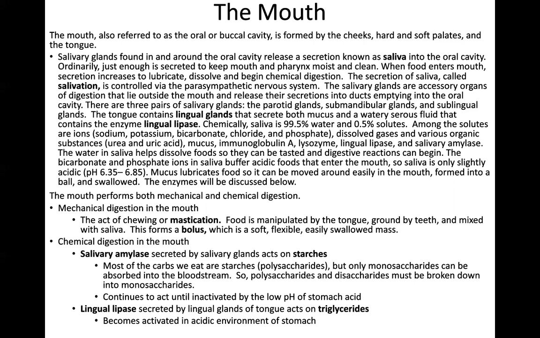The water in our saliva helps dissolve foods so they can be tasted. We talked about that previously. But that water also helps other digestive reactions to begin. Bicarbonate and phosphate ions in our saliva can help buffer against acidic foods that enter our mouth. So saliva is actually only a little bit acidic, 6.35 to 6.85 on the pH scale. The mucus that's in our saliva helps lubricate the food so it can be moved around easily in the mouth, formed into a ball, and swallowed.